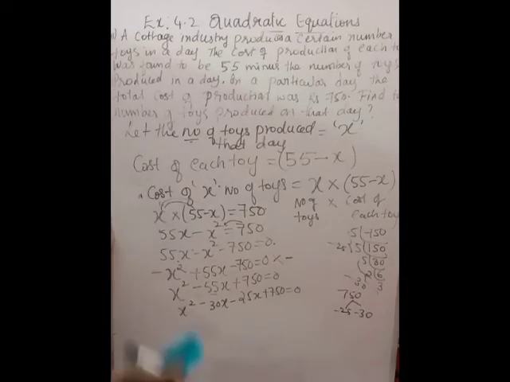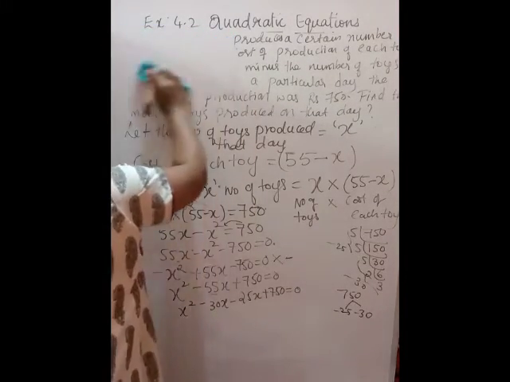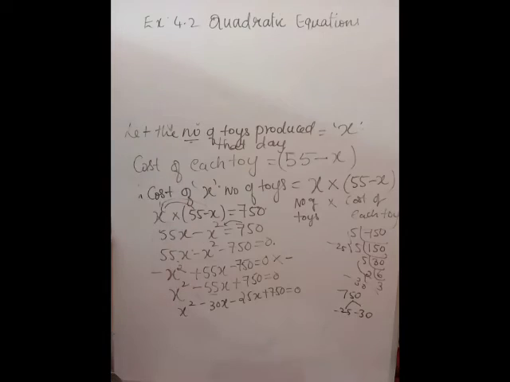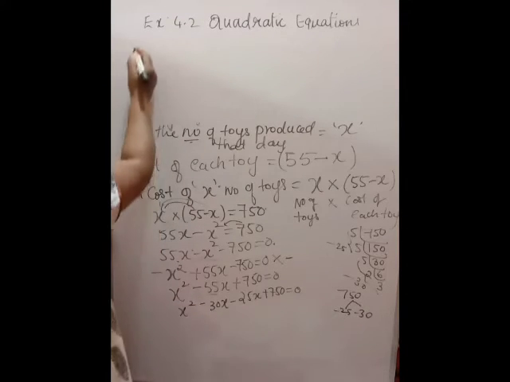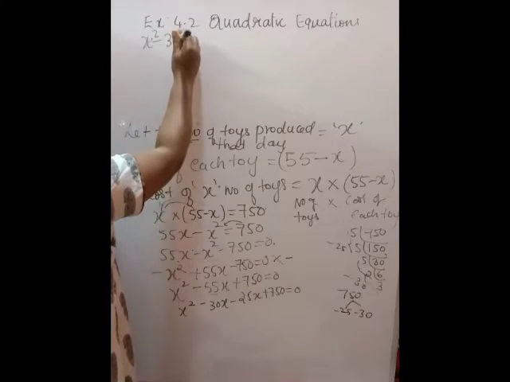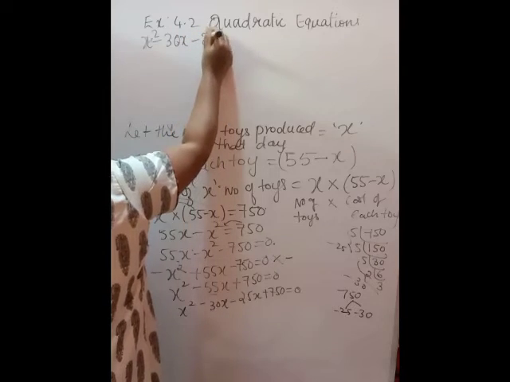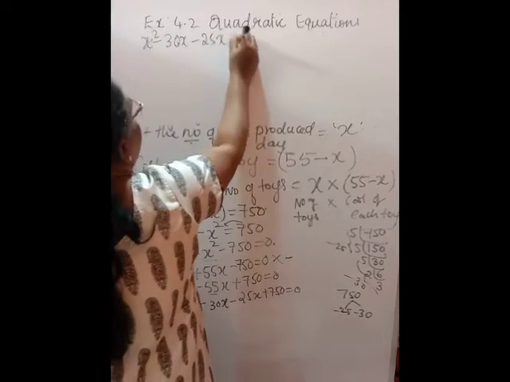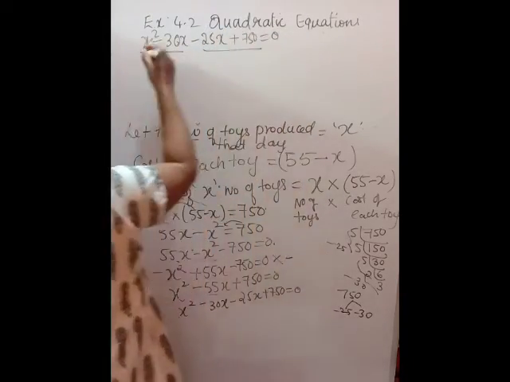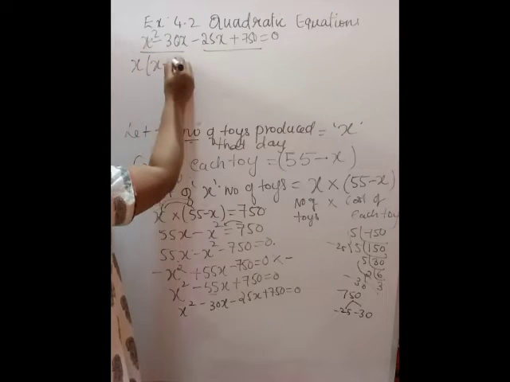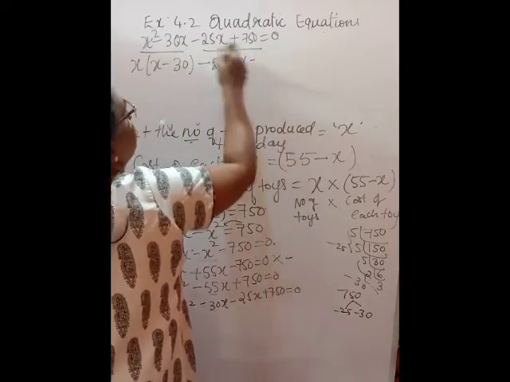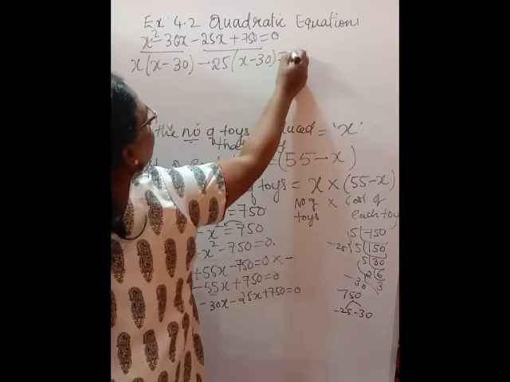Okay, in the next step, I will solve the quadratic equation. So what is the equation I have got here? x square minus 30x minus 25x plus 750 is equal to 0. Group this now. Okay, x is common, remaining x minus 30, minus 25 is common here, x minus 30 times, is equal to 0.